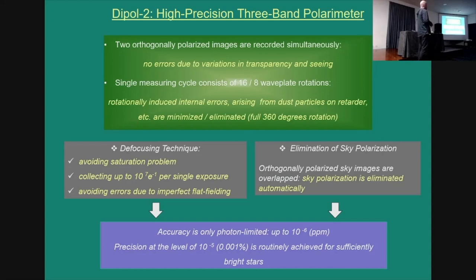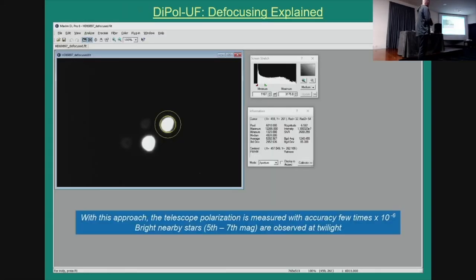But precision at the level of 10 to minus 5 is routinely achieved for sufficiently bright stars. For the Nordic Optical Telescope, for a 6 magnitude star, we have this accuracy in approximately half an hour. We have no problems with image saturation, and we can observe stars within a very wide magnitude range, from a few stellar magnitudes up to 19, 20. No problem.